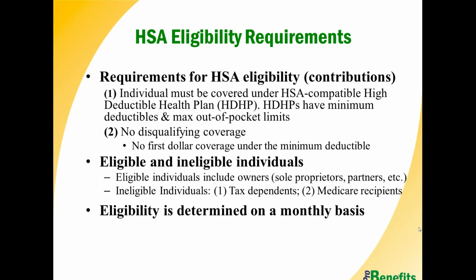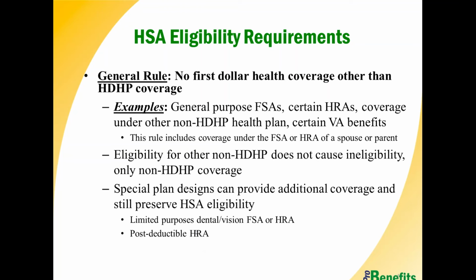And then finally, eligibility is generally determined on a monthly basis. So you can be eligible in January because you have a high deductible health plan, but if you don't have a high deductible health plan in February, you lost that coverage, then you would not be eligible to participate in or contribute in February. So eligibility is generally determined on a monthly basis, especially for contribution purposes, and we're going to talk about that a little bit more in the following slides.